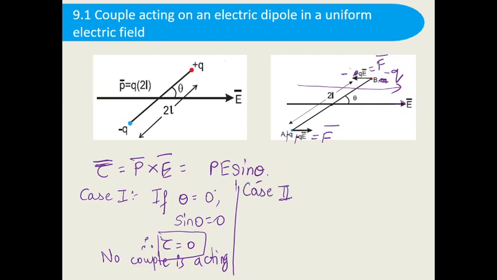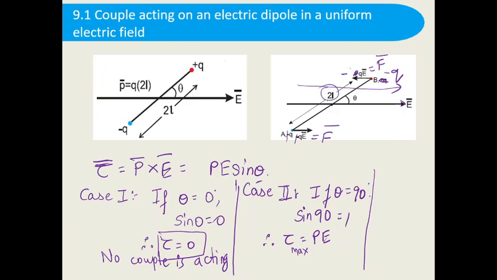Case 2 is if theta is equal to 90 degrees. The maximum value of sin theta and cos theta is 1. Sin 90 is 1. So tau is equal to P into E, purely P into E. That means this is the maximum value of torque. So when will we get the maximum torque? Whenever the 2L, the dipole, is exactly perpendicular to E. If 2L is perpendicular to E, then theta will be equal to 90 degrees, and there we will get the maximum torque.